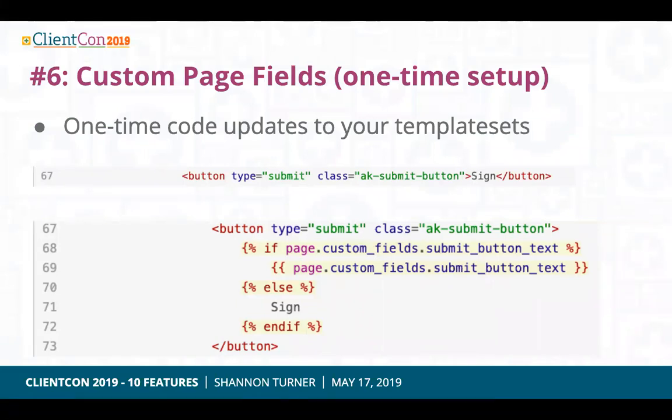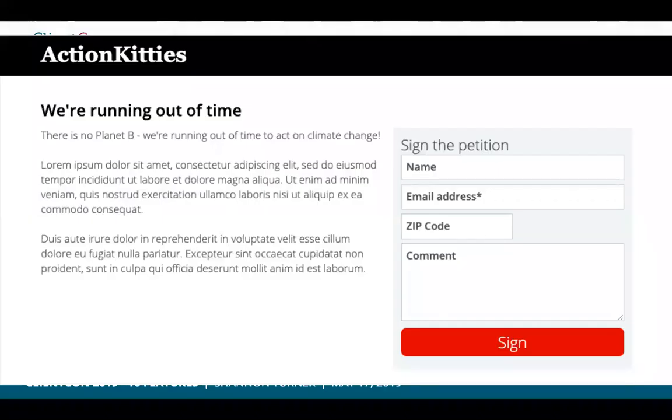But what I wanted to highlight here is that I'm changing a few lines of code in my template set. Instead of always having the Submit button say the word sign, I'm going to have it say the contents of my custom page field, Submit button text. So here's what my petition page looks like without any custom page fields.